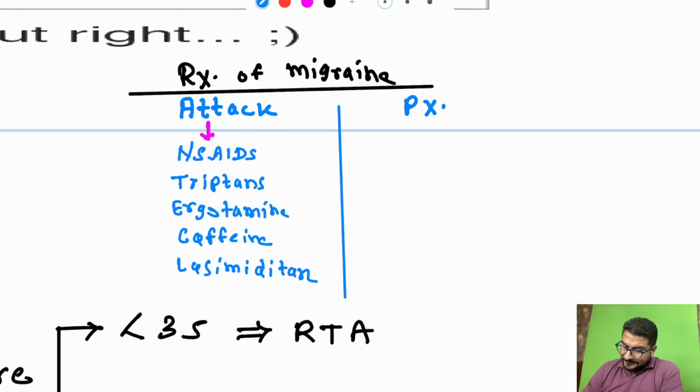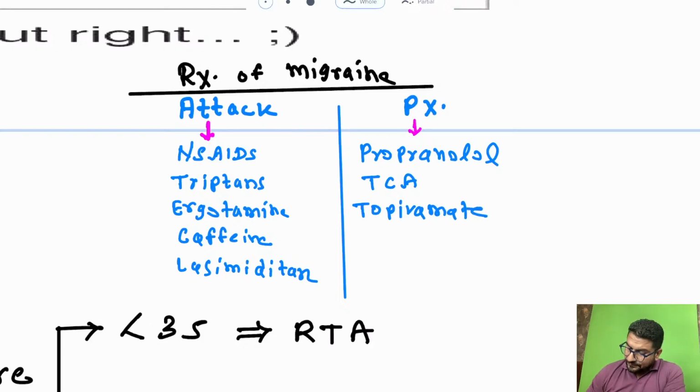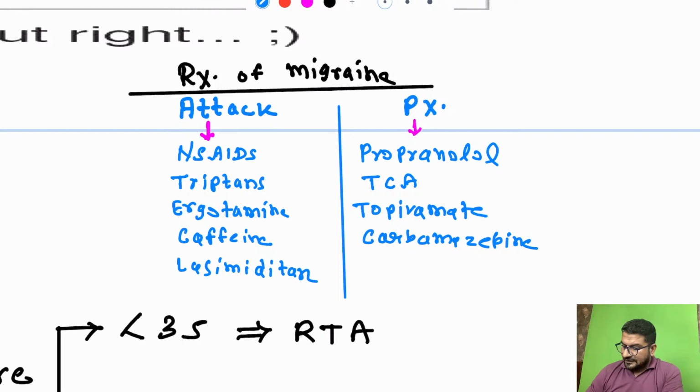Now coming to prophylaxis. For prophylaxis we use non-selective beta blocker like propranolol. Sometimes suppose if there is no improvement coming from propranolol, then we can add TCA means tricyclic antidepressant. Then we can also use topiramate, basically एक anti-epileptic drug है. We can use this, we can use carbamazepine, right. And we can also use some CCBs, some SSRIs. So these are the drugs that we offer in prophylaxis.